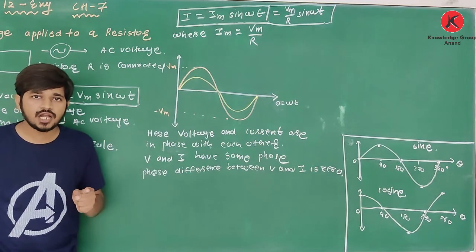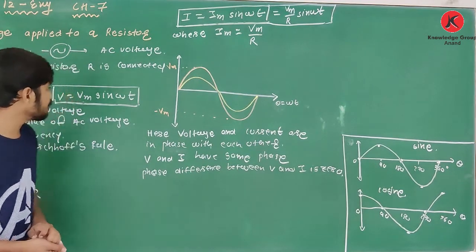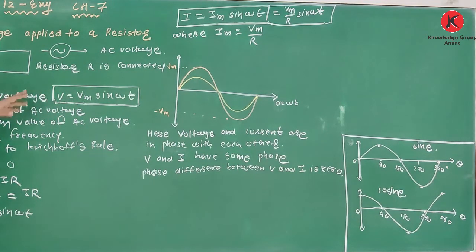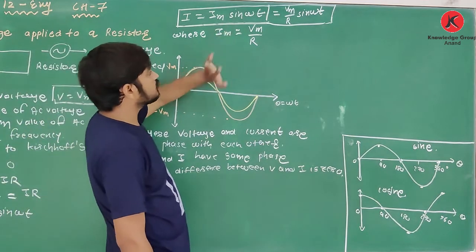Clear about this? Okay. So again, we have AC voltage V is equal to Vm sine omega t. Apply Kirchhoff's rule. That is V is equal to IR. V is equal to Vm sine omega t. Make I the subject. Then I is equal to Vm upon R sine omega t. Vm upon R, I can write Im. So yes, this equation.